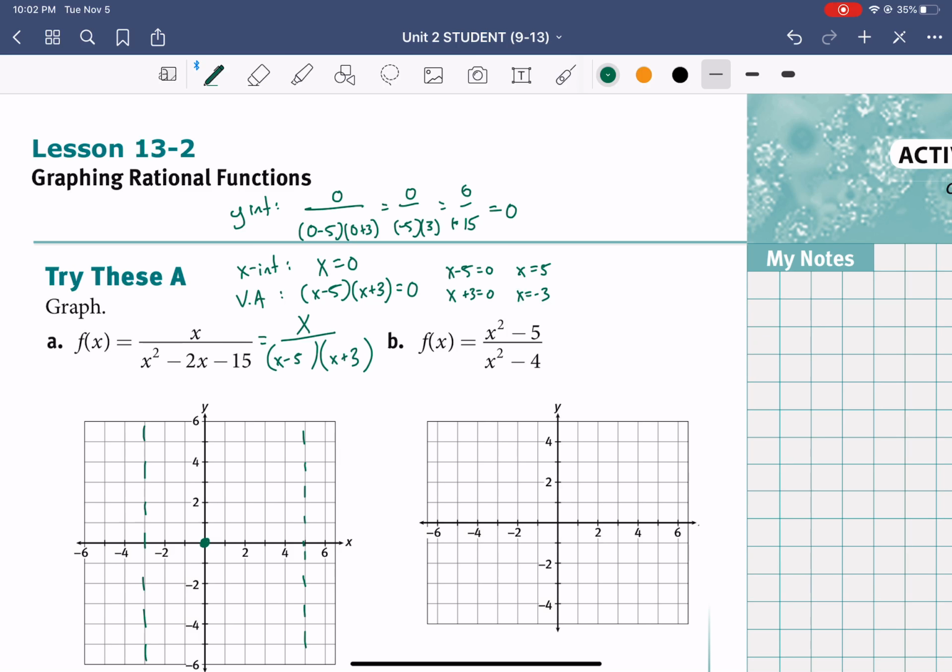All right, we still don't know how to draw this yet. We have one more thing to figure out, which is the horizontal asymptote. That's our new one today. We check the degrees. The degree on the top is smaller than the degree on the bottom. So that means we're going to have a horizontal asymptote at x equals 0.